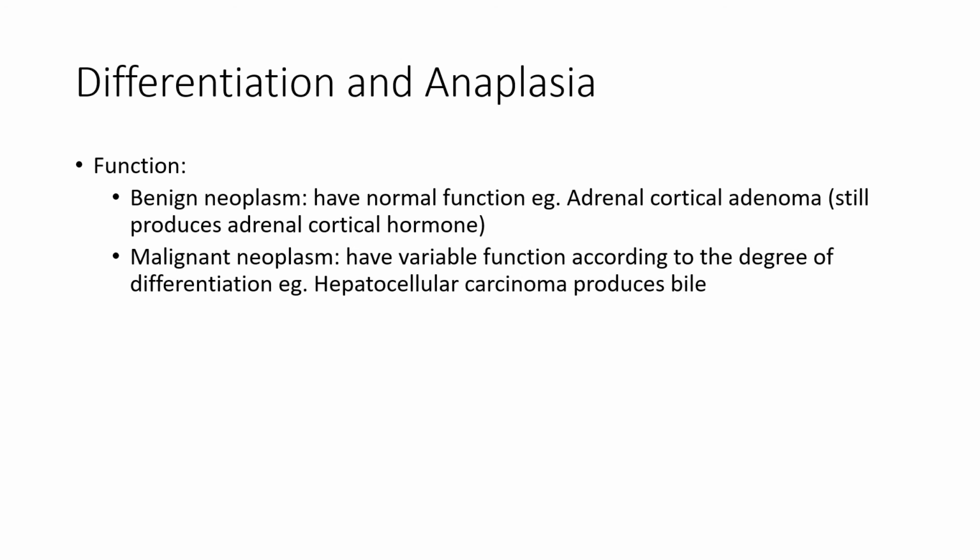Remember, we said differentiation is whether the neoplastic cells resemble the normal tissue, either morphologically, how it looks like, or functionally. Benign neoplasms have normal function. For example, an adrenal cortical adenoma still produces adrenal cortical hormones when it is neoplastic. Malignant neoplasms have variable function according to the degree of differentiation.